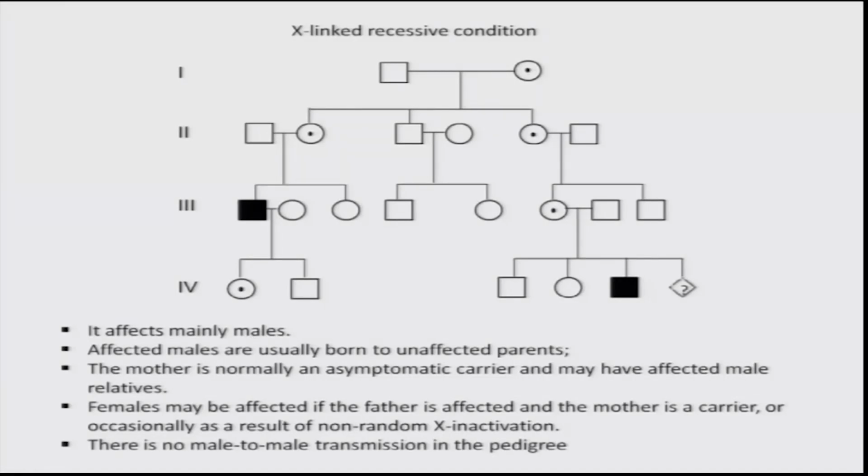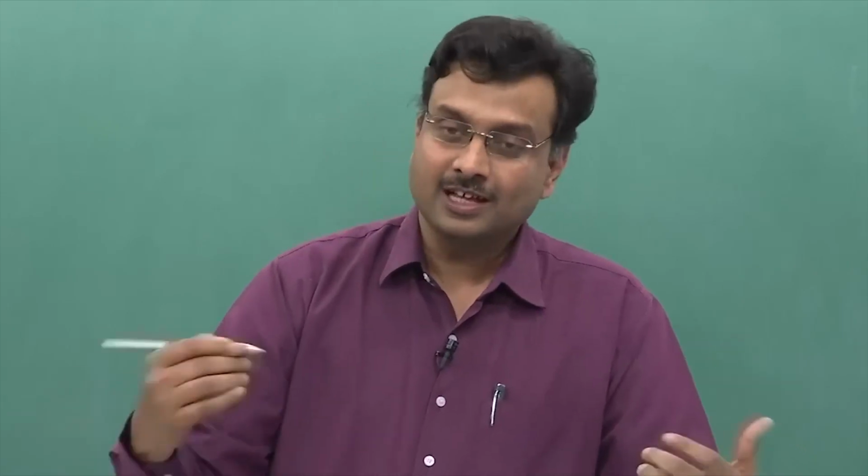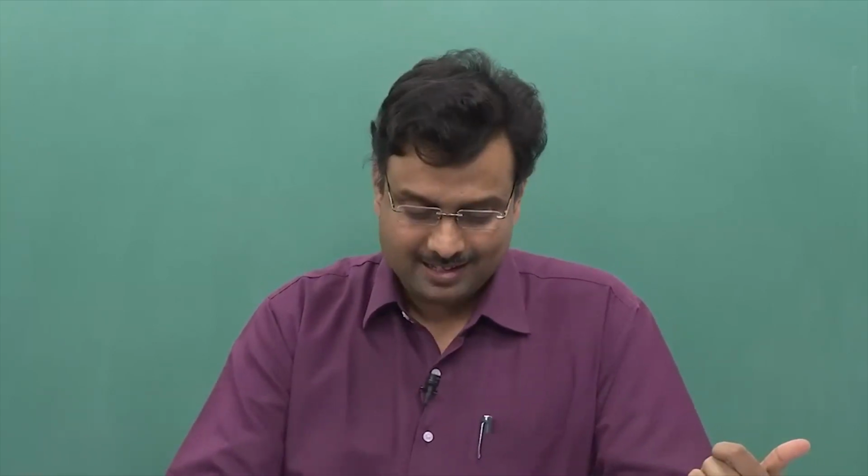The second is that affected males are usually born to unaffected parents, because the X comes from the mother. The father will not transmit the X chromosome to the son; if the individual receives the father's X, it becomes a daughter, because if a son has to be born, then the father should have given the Y chromosome. So, it comes through the mother, and the mother has the other X chromosome which could be normal, therefore, she may not show a symptom, but she is a carrier, and you can see it here.